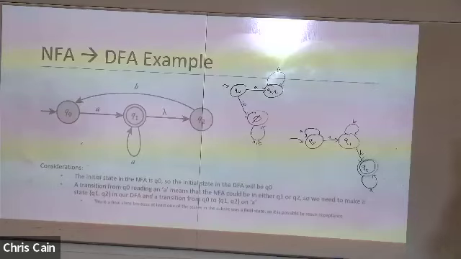From Q0, Q1, reading a B, where could we possibly end up?